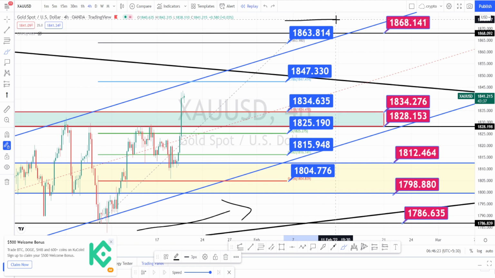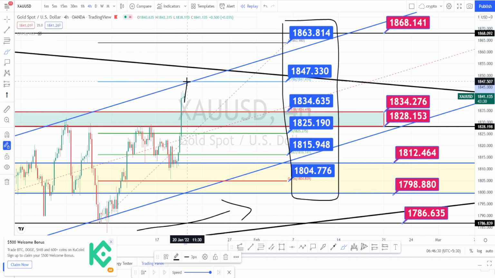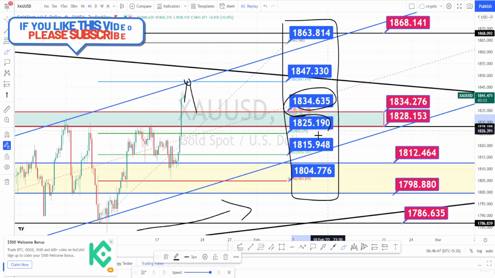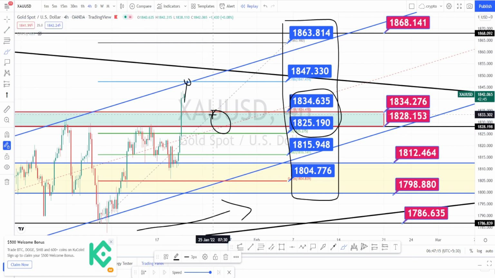So the values marked in the blue color are the support and resistance levels in 4 hours time frame. Currently price action is in a bullish trend. I am expecting it to test this resistance level of 1847, then a trend reversal to happen. And this level between 1834 and 1825 will be acting as a very strong support. I am expecting a bounce back. If it breaks this support level, we can expect a further fall and test this next level of support, which is going to be around 1812.